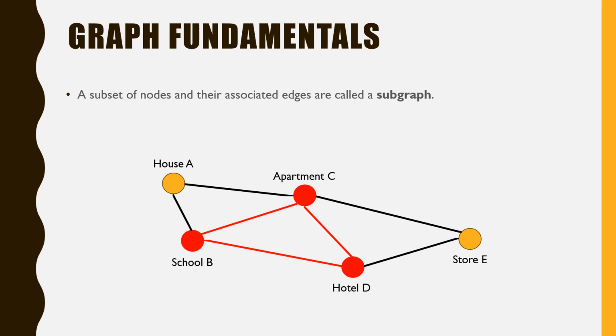Sometimes, you may need to focus on only a subset of nodes in a graph. For example, a mail carrier might be responsible for deliveries in just one subregion of the city. The subset of nodes and the edges connecting them form a subgraph of the original graph. In the illustration, the red nodes and edges represent a subgraph of the complete graph.